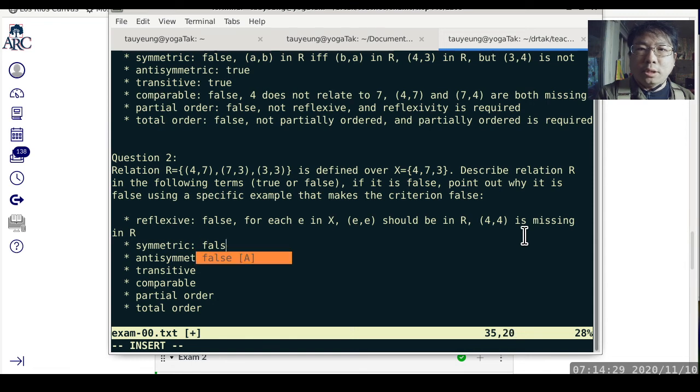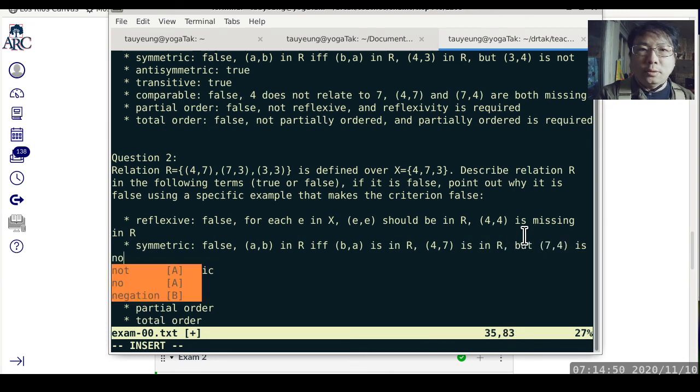In terms of symmetric, it is also false. We basically say AB is in R if and only if BA is in R. So in this case, we can see 4, 7 is in R, but 7, 4 is not. Is it asymmetric?